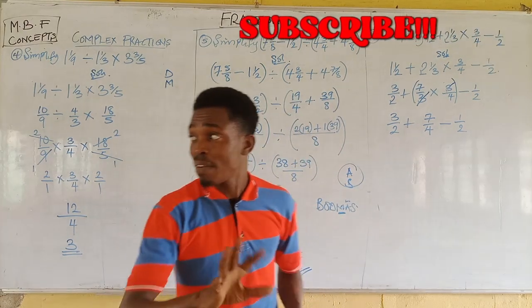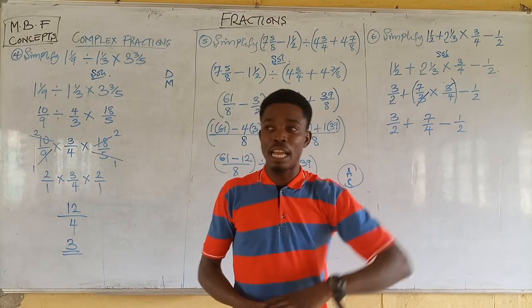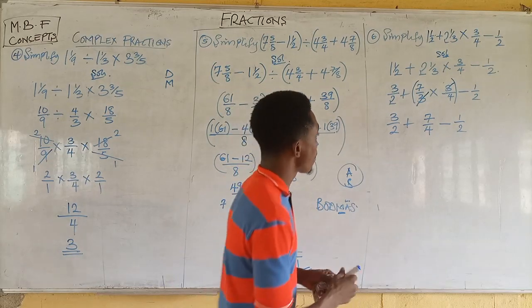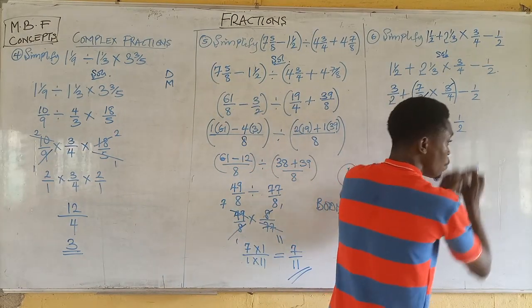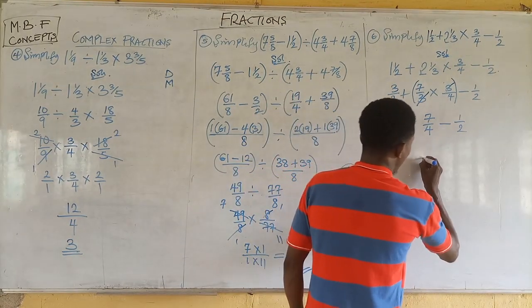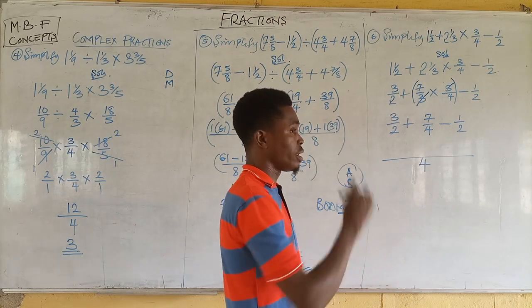And now, anytime you have addition and subtraction, all you need to do is to quickly find the LCM of their respective denominators. And to have this done, all we simply do is to find the LCM of 2, 4, and 2. And the LCM of 2, 4, and 2, guys, is 4. So we are going to put down 4 here, which happens to be our new denominator.